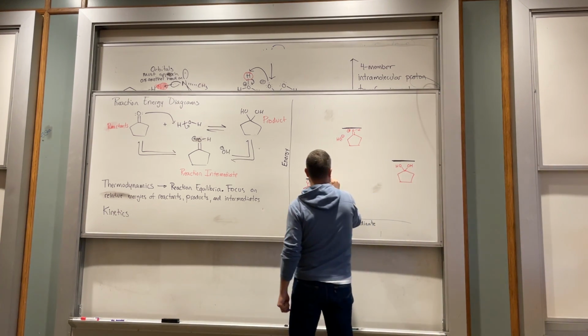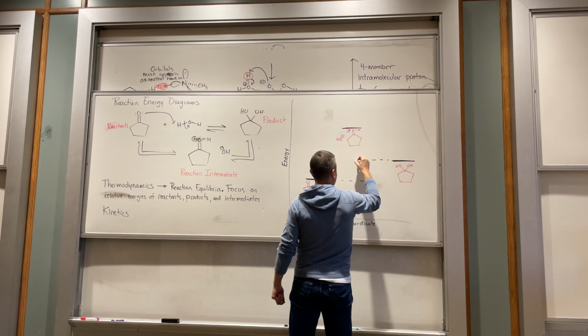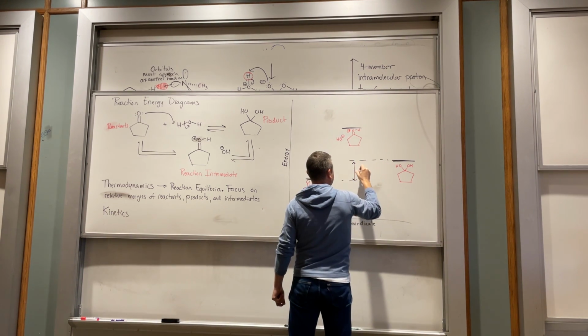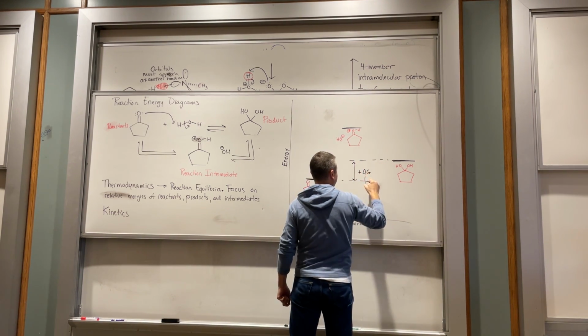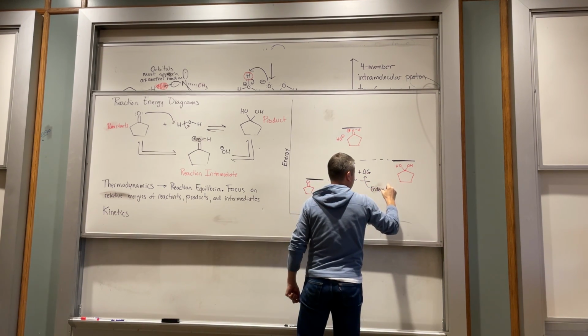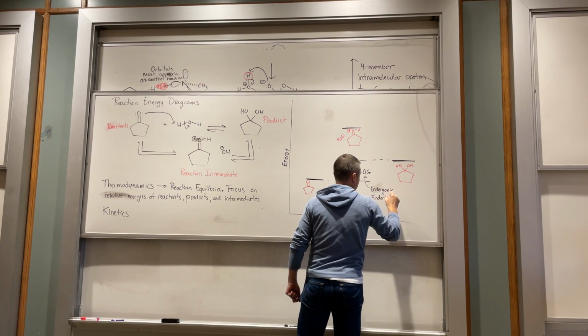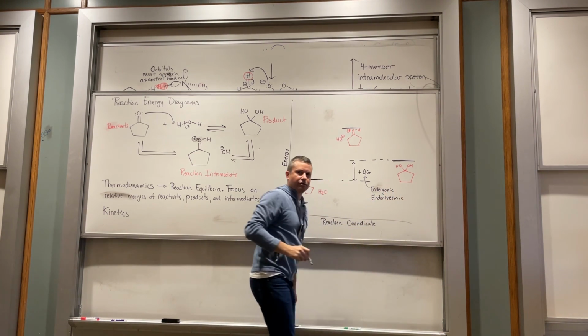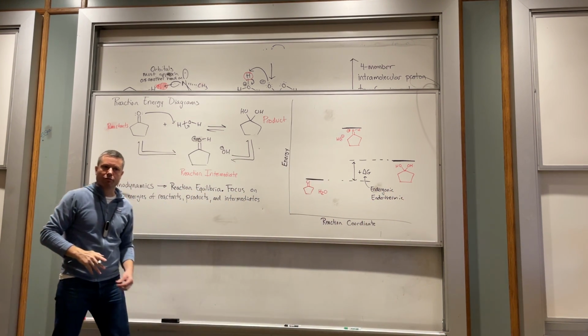You can see in this reaction, it's going to be a positive delta G, and so it's going to be an endergonic, or endothermic reaction. An uphill reaction.